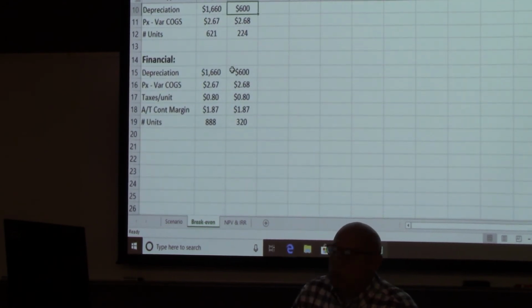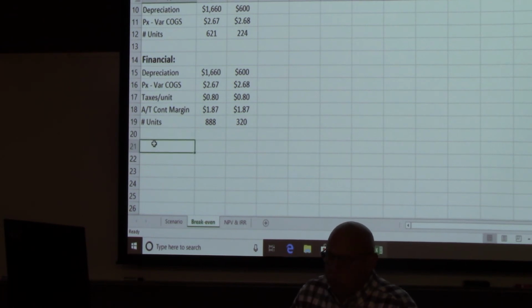Now the financial break-even takes taxes into consideration. So we have our depreciation and we have our contribution margin, and then if we multiply our contribution margin by 30%, we get our taxes. This is financial break-even. It includes taxes. So the after-tax contribution margin is the $2.67 contribution margin minus the 80 cents per session taxes, $1.87, and if we divide the $16.60 by the $1.87, we get 888 tanning sessions necessary to cover our depreciation. Under the dome, under the bed, 320 sessions.